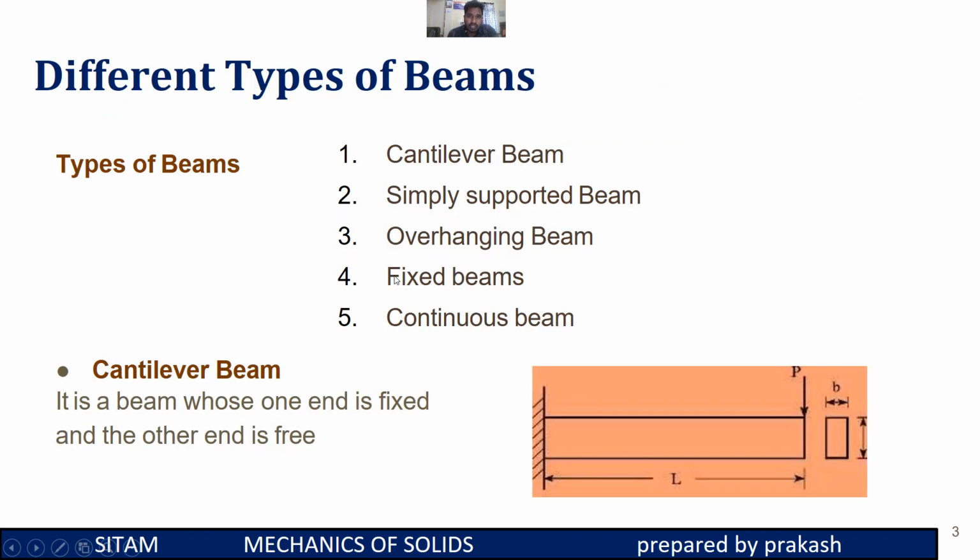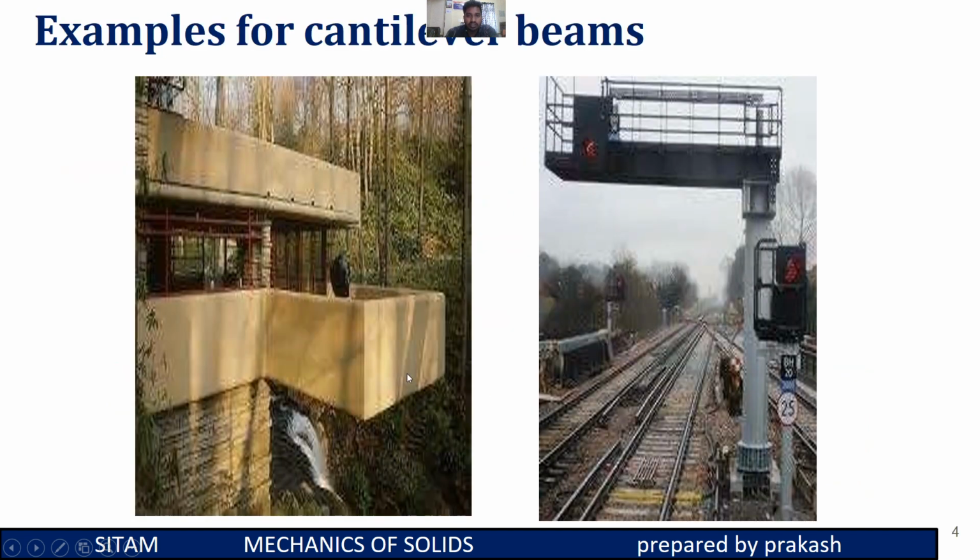So coming to the types of beams, there are four or five types of beams. The first one is the cantilever beam. It is a beam whose one end is fixed and the other end is free. These are examples of cantilever beams.